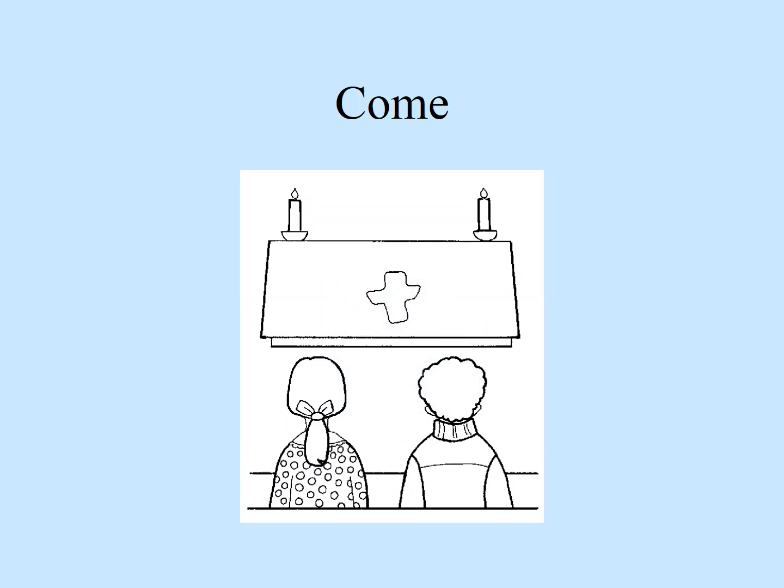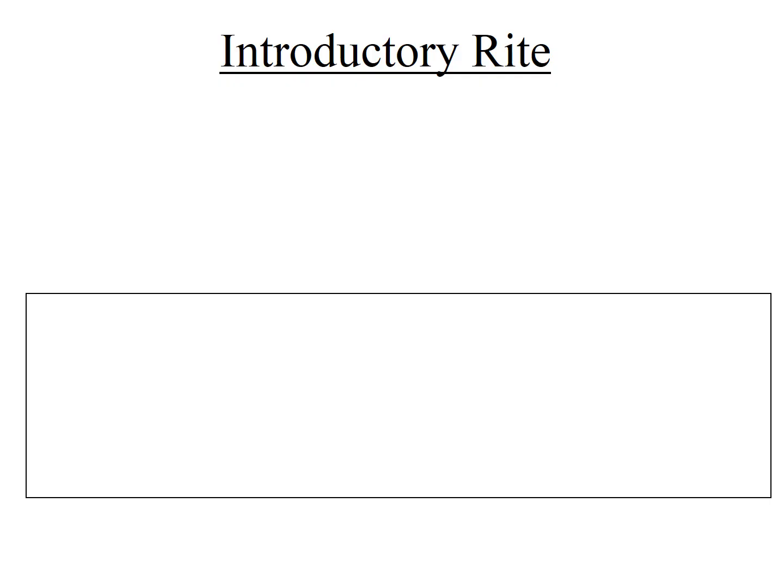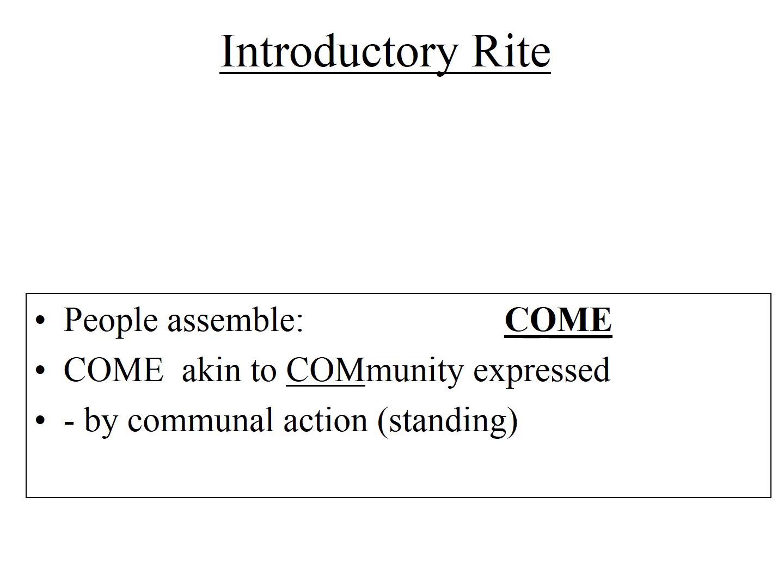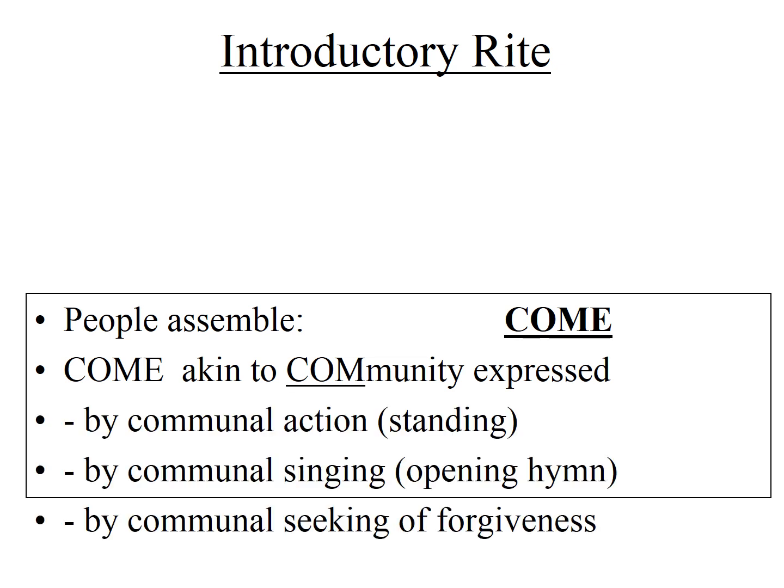So the first part of the Mass is the introductory rite, and this is a gathering together of people, so it's the coming together of a community. Again, you can have a quick read of that there. Community coming together, the gestures at that point in the Mass. There might be an opening procession, an opening hymn. People stand, and the Confiteor and the Gloria and the Kyrie, the Lord have mercy, all form part of that introductory rite.